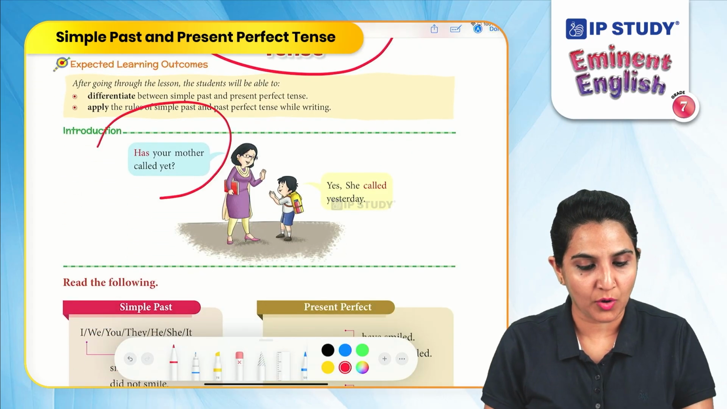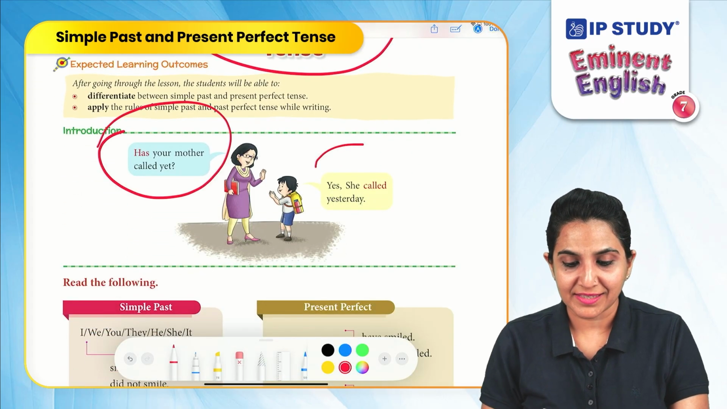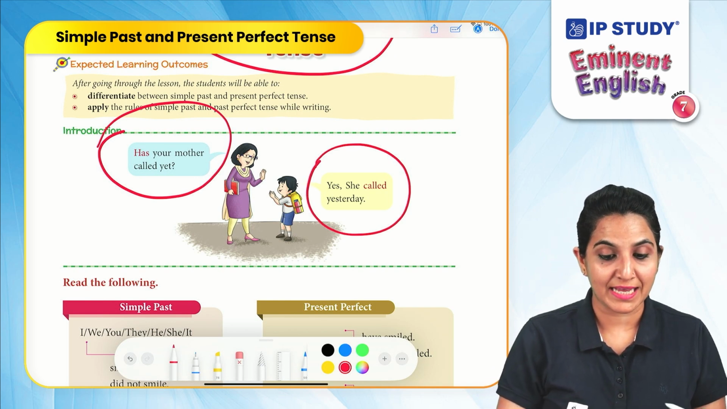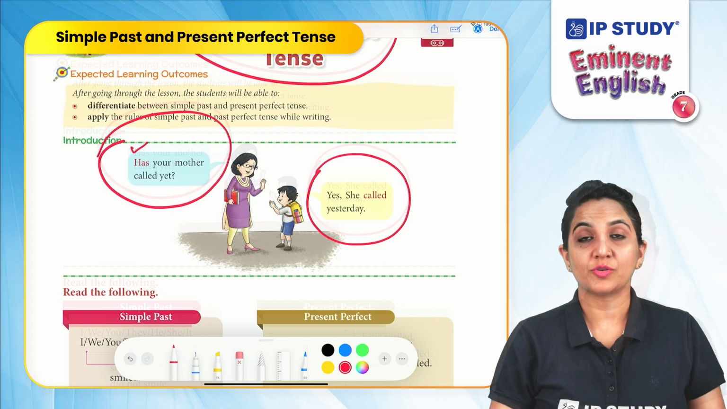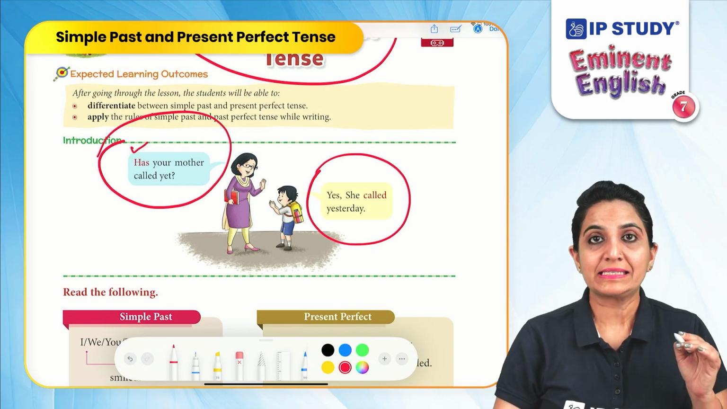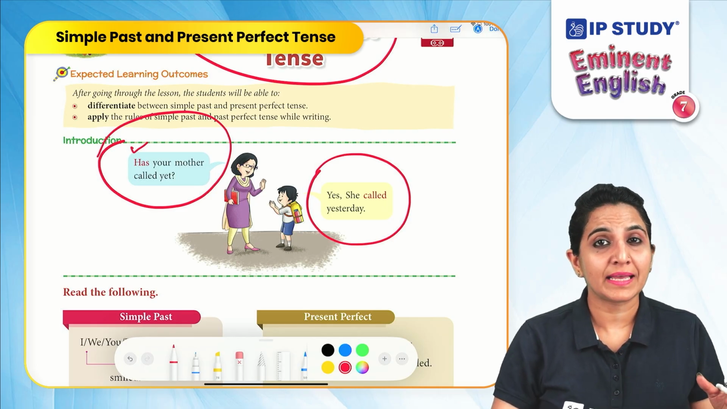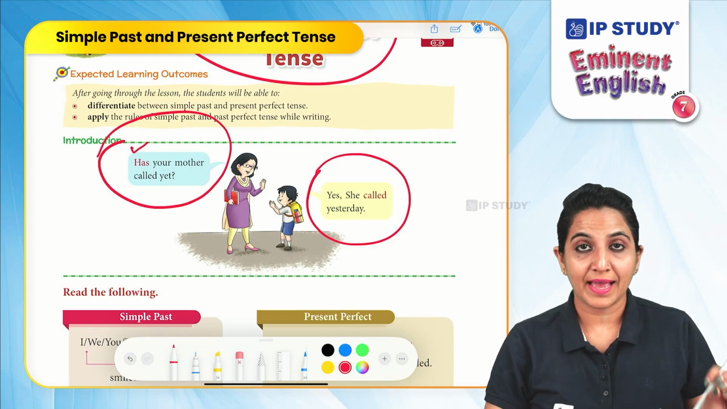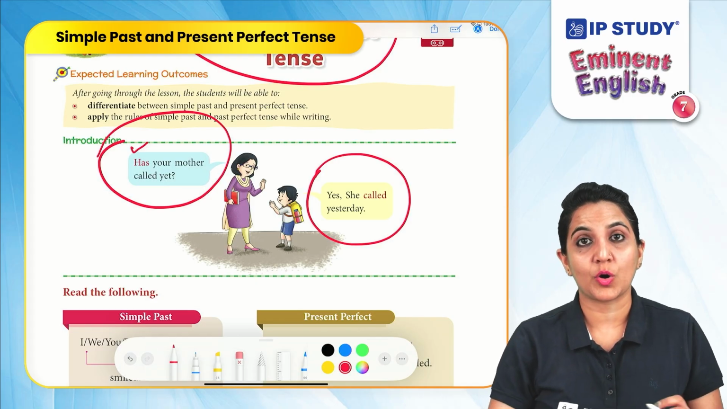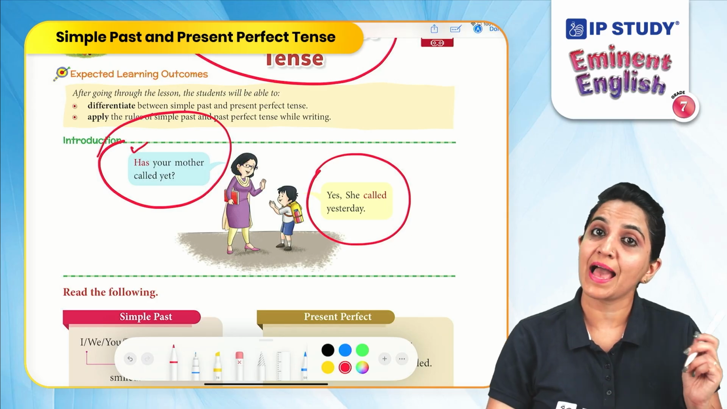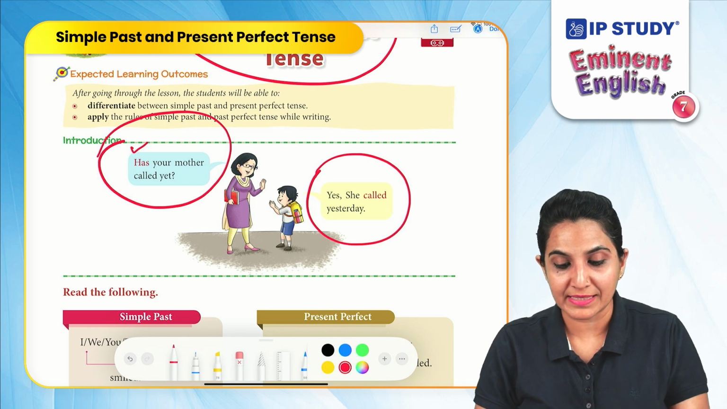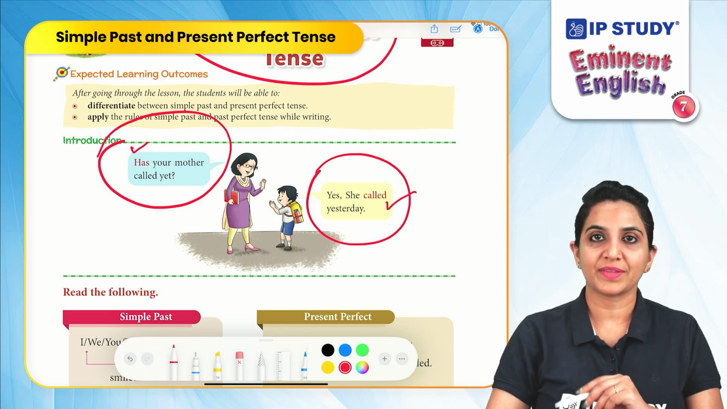Has your mother called yet? Yes, she called yesterday. So in this example, the teacher is asking, has your mother called? So here, the verb has is describing the present perfect tense. That means they are talking about something that had happened at some time in the past but is still connected to the present. And the boy replies, yes, she called yesterday. Now this is something which has happened and is finished. So for that, we used the verb in simple past, which is called.